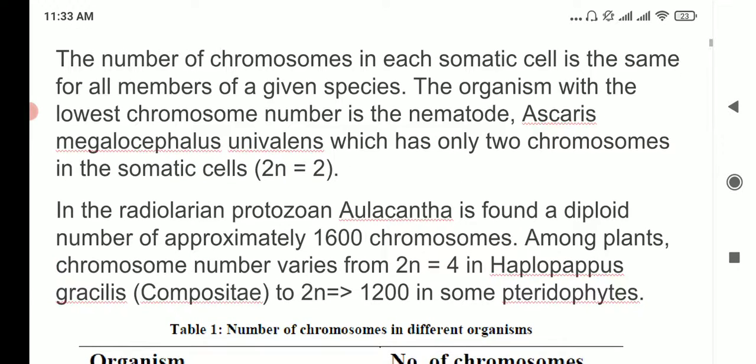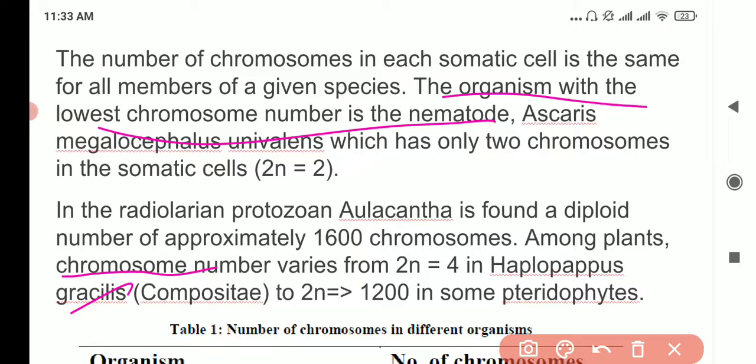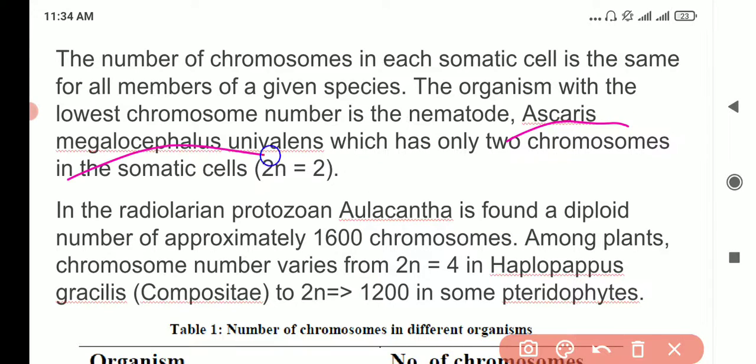So this is just sort of a net question, no? The organism with the lowest chromosome number is the nematode Ascaris megalocephalus univalens, which has only 2 chromosomes in the somatic cell. Something very interesting.